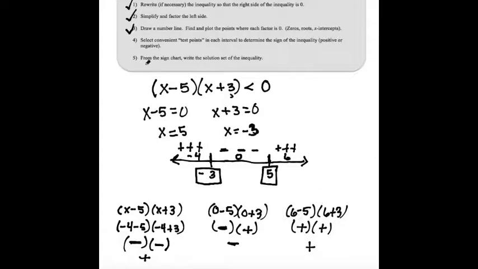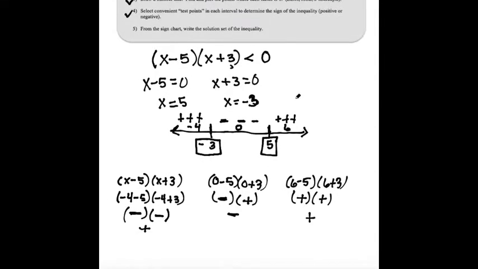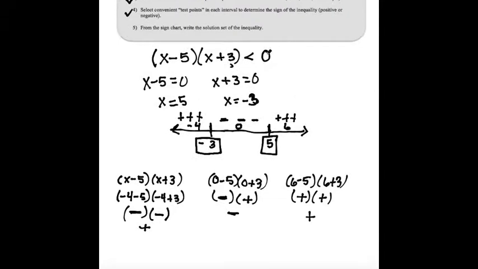All right, then it says, so that was step 4. Step 5 says from the sign chart, write the solution set of the inequality. Okay, so here's what we have to look at. We have to go back and look at what was originally stated. This here says that we want our polynomial to be less than 0. Less than 0.